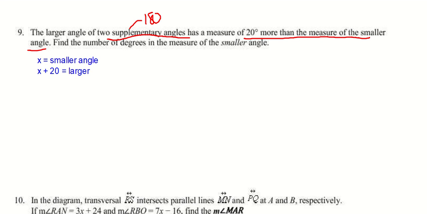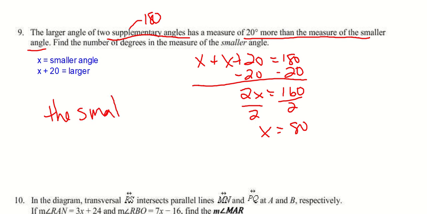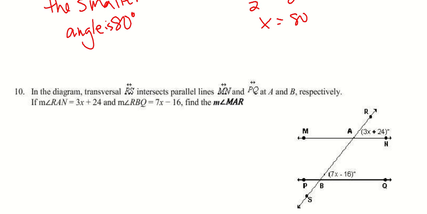And now I can create my equation and solve. So x plus 20, the two angles are supplementary, so they add to 180. So I'm going to do two things: one, subtract the 20, and two, combine like terms. So 2x is equal to 160, which means x is equal to 80, and that is the smaller angle. So we're good. The smaller angle is 80. And it should make sense because if we add 20 to that, we get 100, and that gives me 80 degrees. Okay, adds to 180 together.